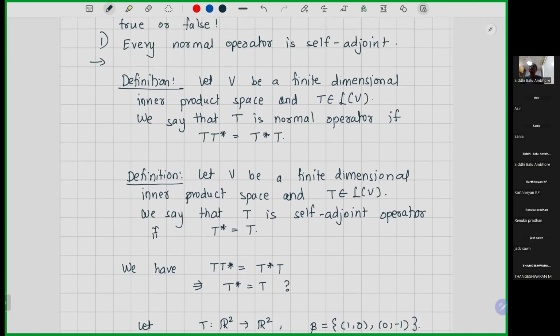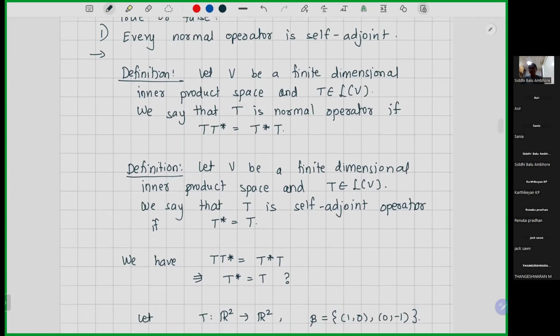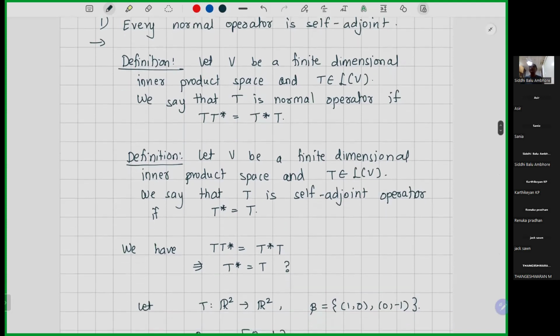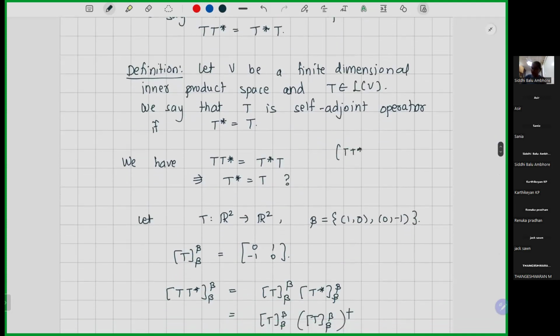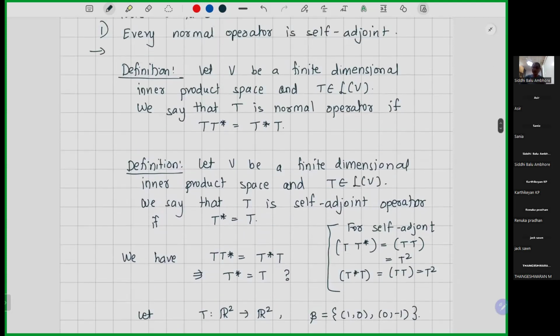Self-adjoint is a stronger condition, because self-adjoint will imply normal: since T star is T, T T star will be T into T, which is T square, and similarly T star T, again T star is T and T, which will be T square. So self-adjoint is a stronger condition. A normal operator is not always self-adjoint.